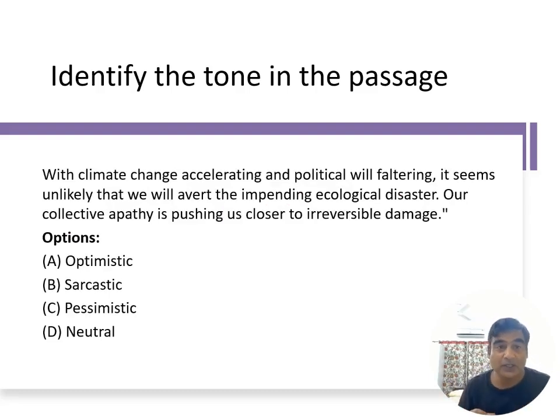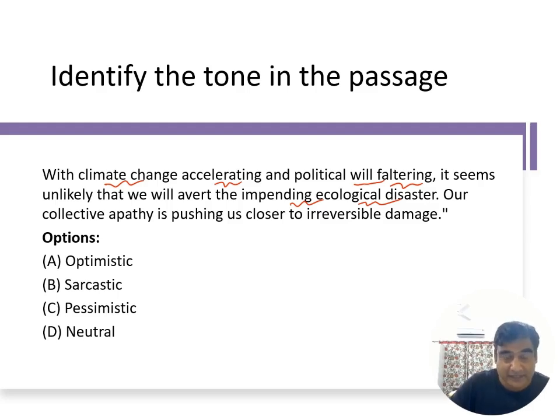Now, let's look at another question. With climate change accelerating and political will faltering. We all understand climate change, and climate change accelerating means things are not good. And political will faltering. Political will means promises not being kept, or the wherewithal needed to implement policies related to climate change. People are going back on their stand. It seems unlikely that we will avert the impending ecological disaster. Our collective apathy is pushing us closer to irreversible damage.